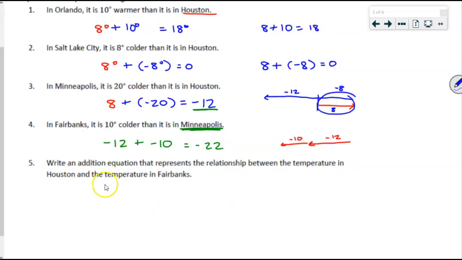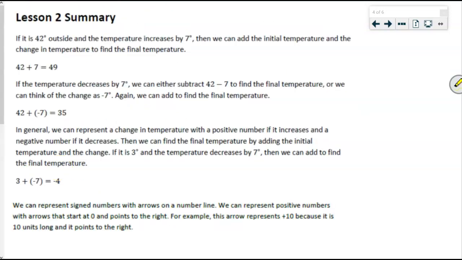Okay, and for the sake of time, so that we can finish up this video, we're going to skip number 5. That means we are ready for our lesson summary. What this summary is all about is just, again, showing that we can express changes in temperature using positive and negative numbers, so using our integers. If it's 42 degrees outside and the temperature increases by 7 degrees, then we can add the initial temperature and the change in temperature to find our new final temperature. So it increases by 7, that's going to be adding 7.